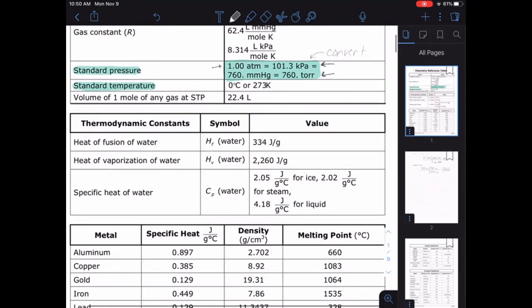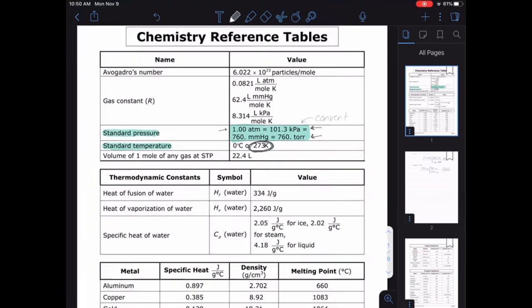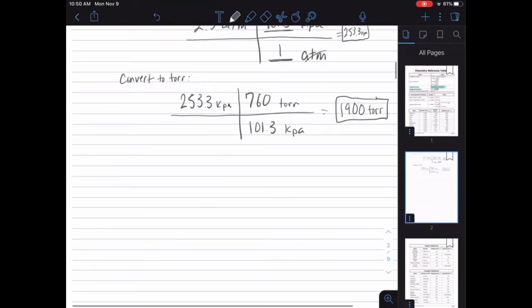The only other thing we need to know is to convert between temperatures. So standard temperature is measured in Celsius or Kelvin, but we always have to use Kelvin. And the conversion between Celsius to Kelvin is to just add 273. So let's say we have 20 degrees Celsius, and we want to convert that to Kelvin, all you have to do is add 273. So 20 degrees Celsius plus 273 would give us 293 Kelvin.